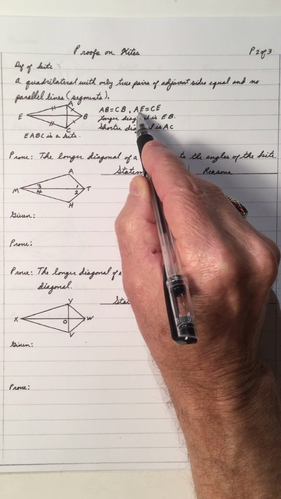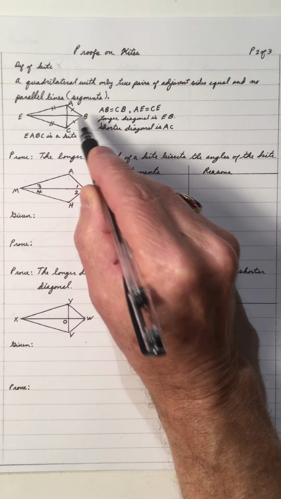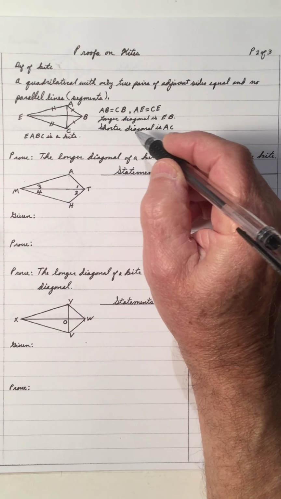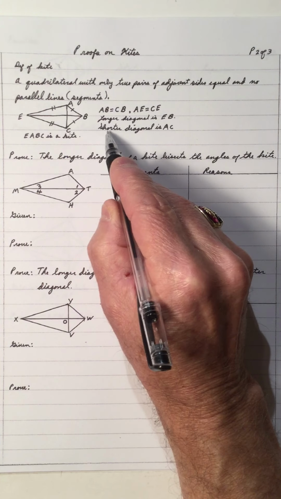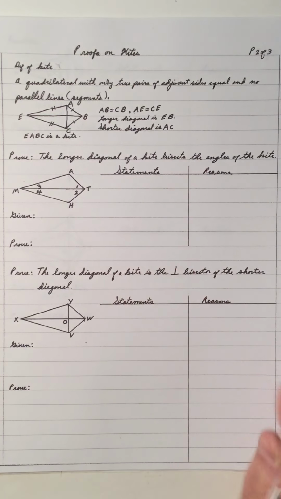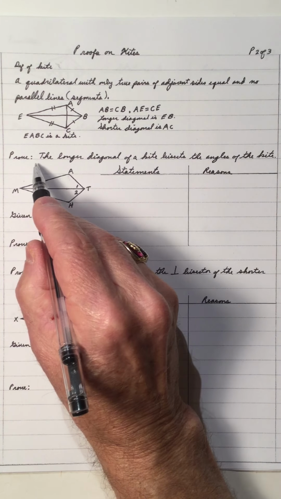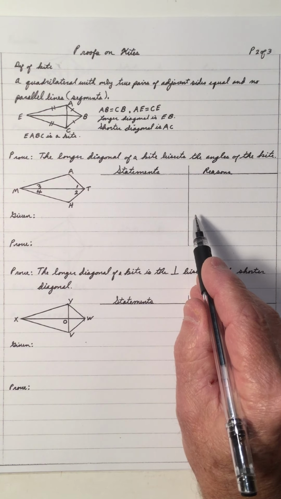It has AB equal to CB and AE equal to CE. These are marked. So this is a kite, and the longer diagonal is EB and the shorter diagonal is AC. So in relation to that, let's look at a couple of proofs, and you can pause the video and do these proofs if you wish.